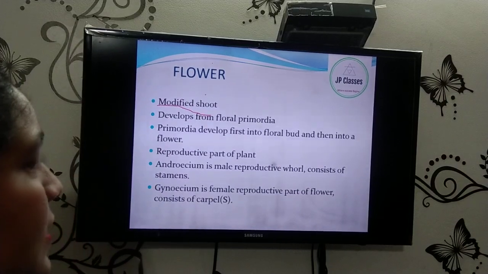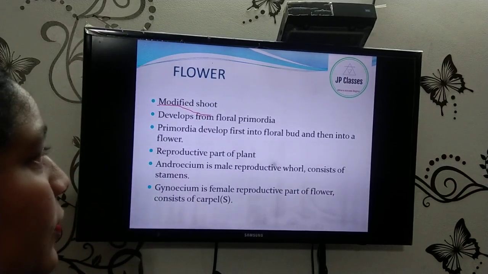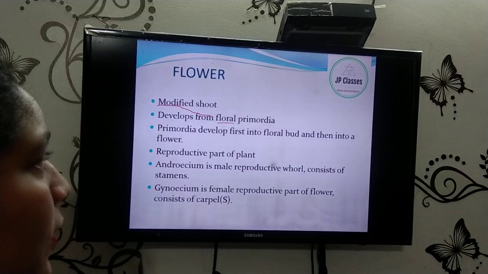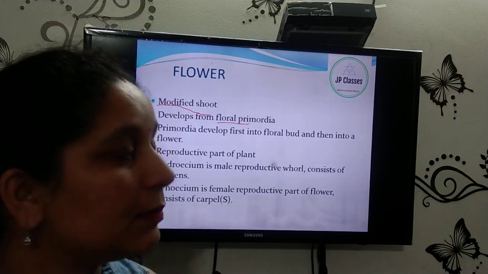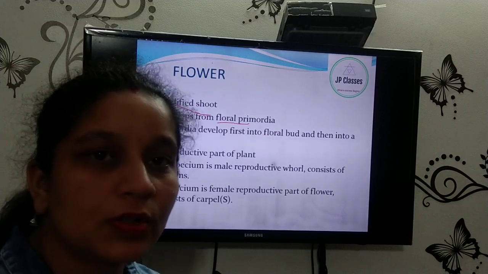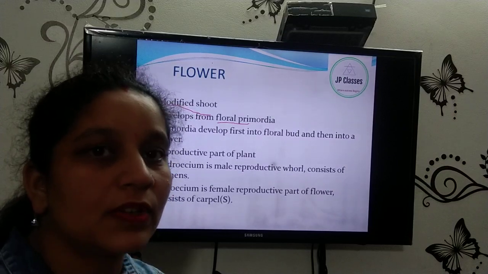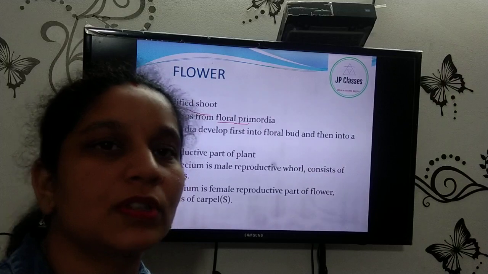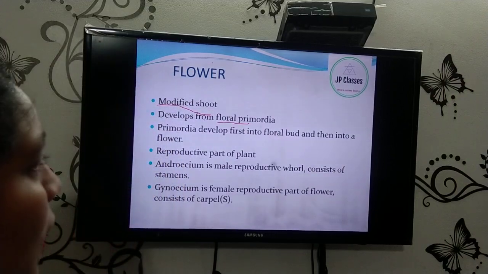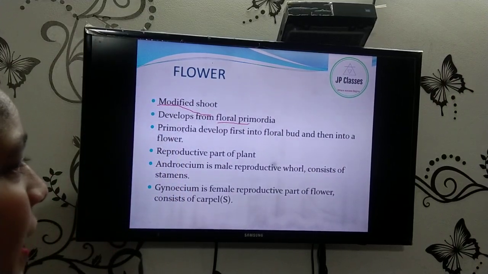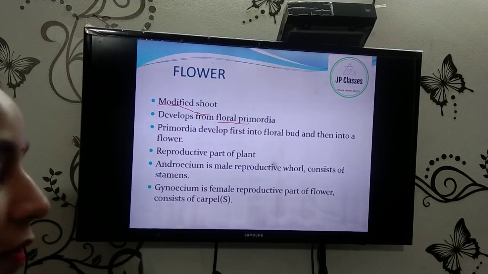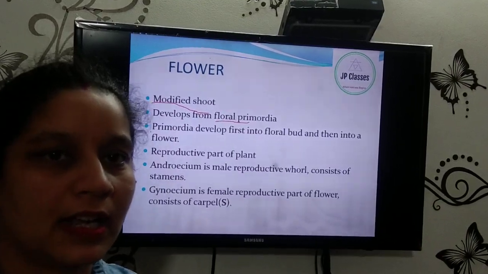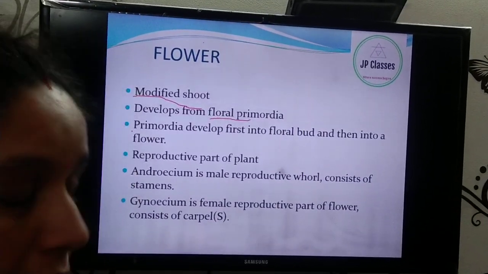Okay. Now second point is it develops from the floral primordia. What is floral primordia? Floral means the part which is giving rise to a flower, and primordia is a small outgrowth or a small basal part which indicates that from this portion the flower will appear. Now next, the primordia will develop into the floral bud and then into a flower. We all know that before the flower arises, a bud stage appears.